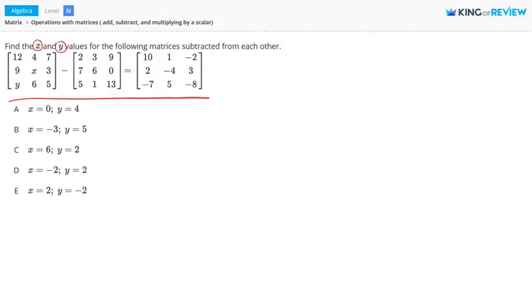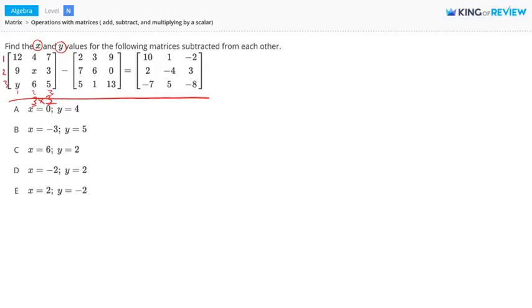So let's look at the first matrix. This matrix has 1, 2, 3 rows, and it has 1, 2, 3 columns. So this would be a 3 by 3 matrix because it has 3 rows and 3 columns.